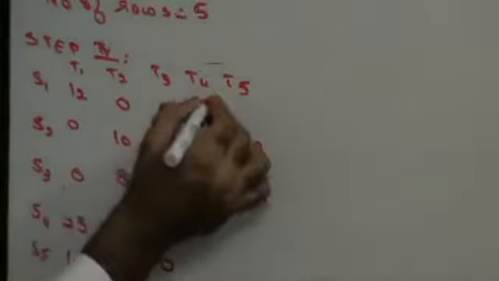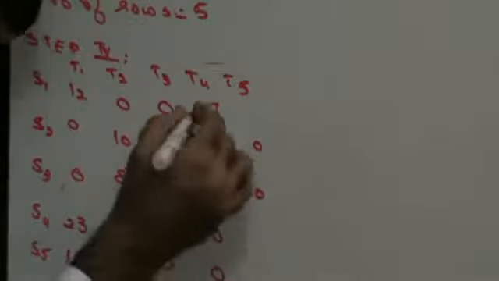So this is 12, 0, 0, 23, 15. This is 0, 10, 8, 1, 5. This is going to be 0, 8, 4, 0, 0. Then you have 7, 10, 2, 0, 0. And then you have 0, 0, 0, 5, 1.